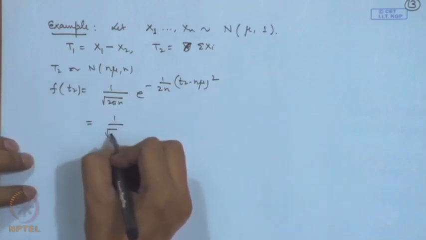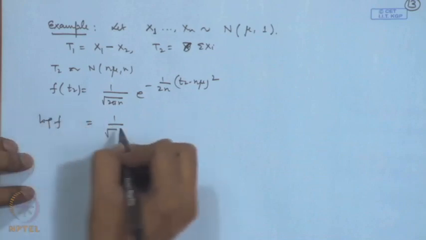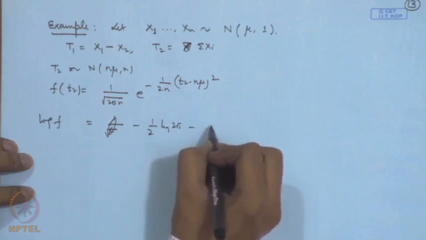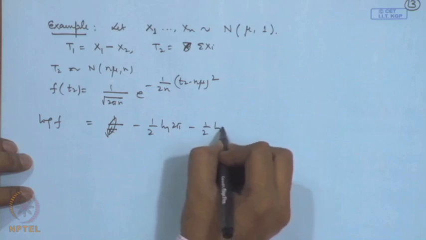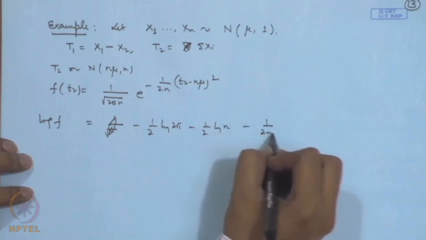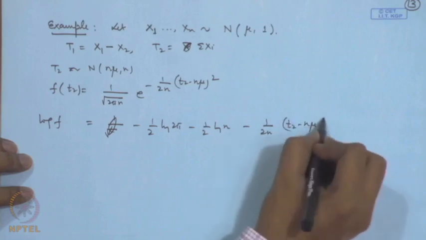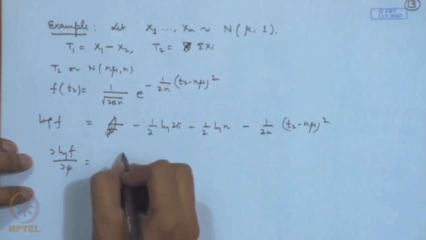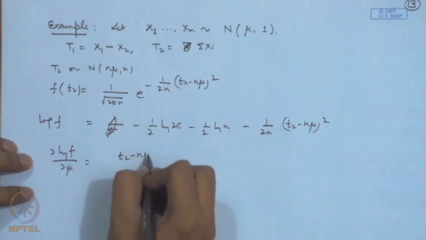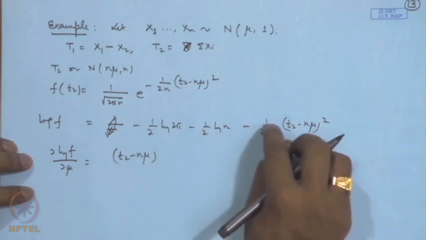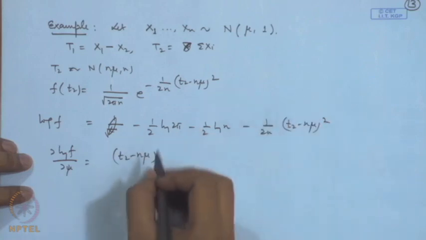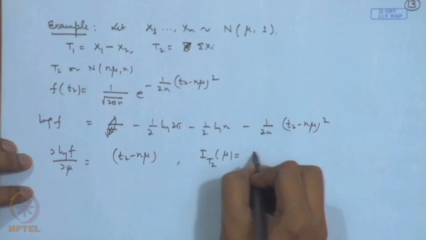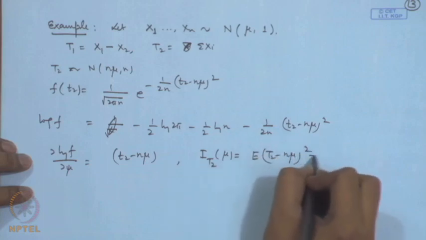So, if I take log of f, I get minus 1 by 2 log of 2 pi minus 1 by 2 log of n minus 1 by 2n (T2 minus nμ) square. So, ∂ log f by ∂μ will be equal to (T2 minus nμ), because I get a minus n minus 2n here, which will cancel out. So, if I consider information in T2, that will be equal to expectation of (T2 minus nμ) square, that is equal to n.